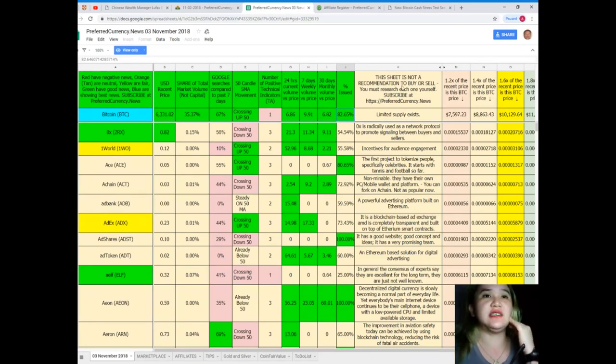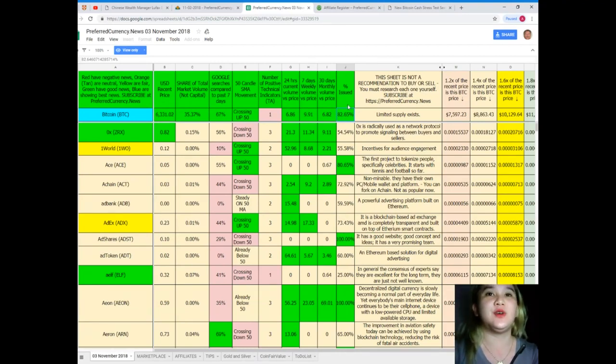Now, this sheet is not a recommendation to buy or sell. You must research each one for yourself. Exactly. Because this sheet is not a recommendation to buy or sell, because we here, guys, at EOS Marketplace, we are not financial advisors. So we really highly recommend to our viewers, or to our subscribers, that you make your own research. You must research each one for yourself and then you can decide afterwards.